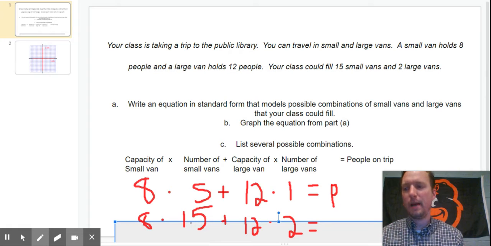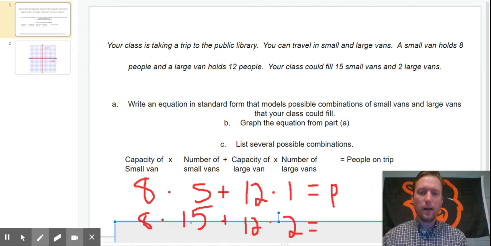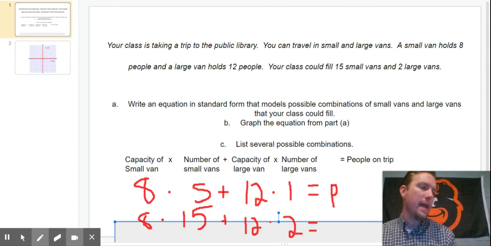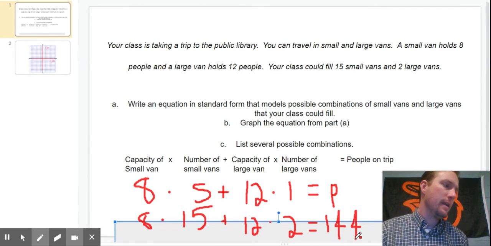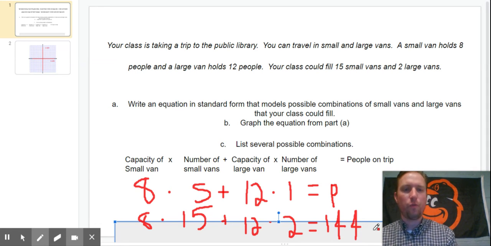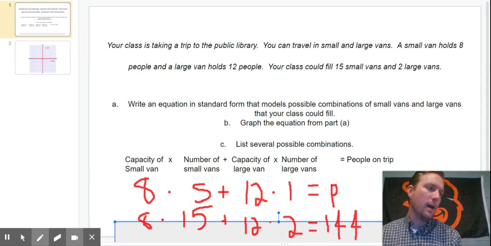Maybe you know 8 times 15, maybe you need to solve it off to the side. But 8 times 15 would be 120. So 120 plus 12 times 2, which would be 24, would give us the people on the trip as 144. Excellent. Now, I can substitute 144 into my equation of 8 times S plus 12 times L equals P.